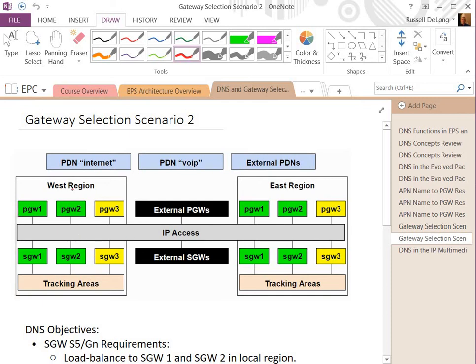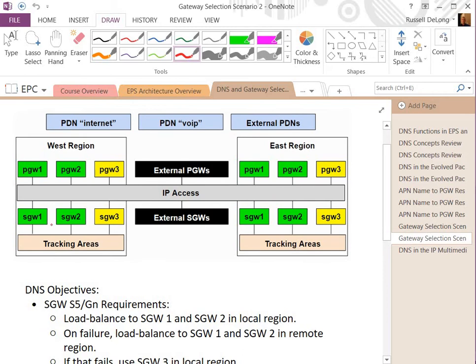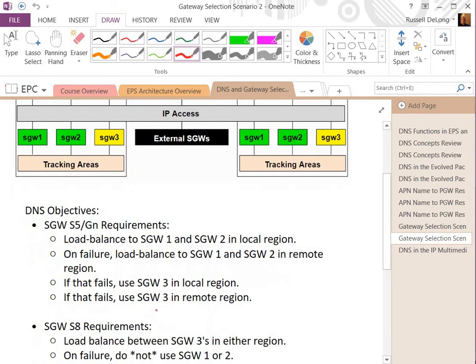We want our S gateways in the west region to map to our P gateways in the west. We want east to east. We want west to be able to talk to east and vice versa on failover scenarios. And then last resort, we want these yellow P gateways and S gateways to be used if the greens fail. At the same time, we want to prioritize the yellows for roaming. So here are the objectives altogether.